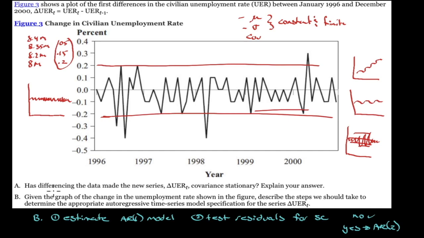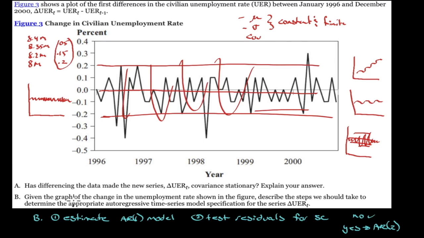So A says, has differencing the data made the new series covariance stationary? Explain your answer. And I think we have explained our answer in reference to all three conditions. Remember, you need a constant mean, you need a constant variance, and you need a constant covariance. And of course, you can see the fluctuations in these are neither packed too tightly nor spread too wide at certain parts. Maybe in here you might say, well, that gets a little wide, here it gets a little tight, but overall it looks fairly constant.